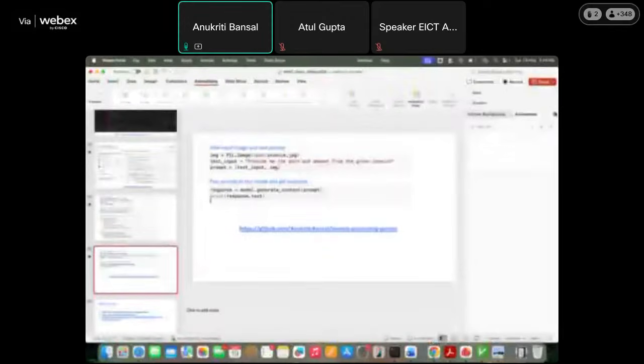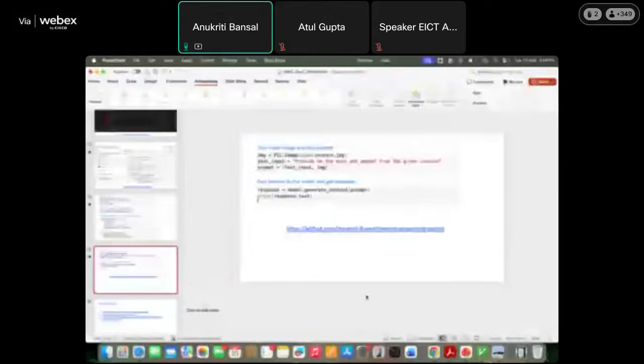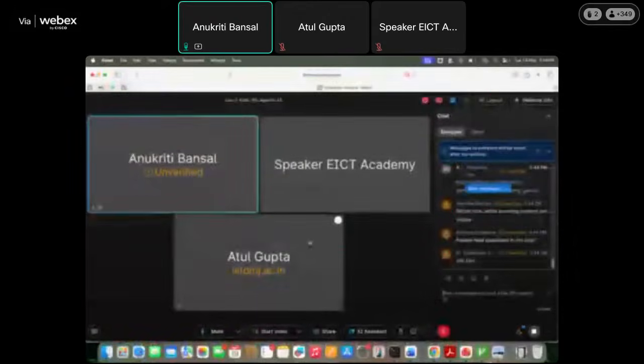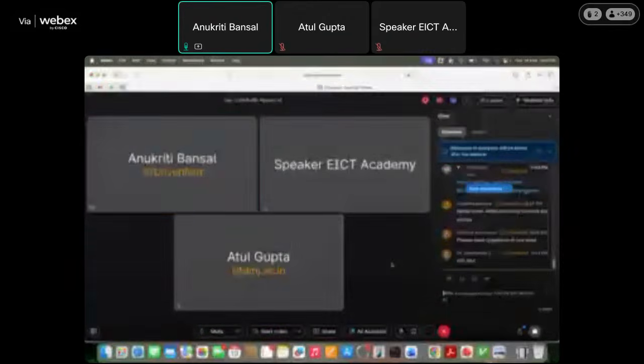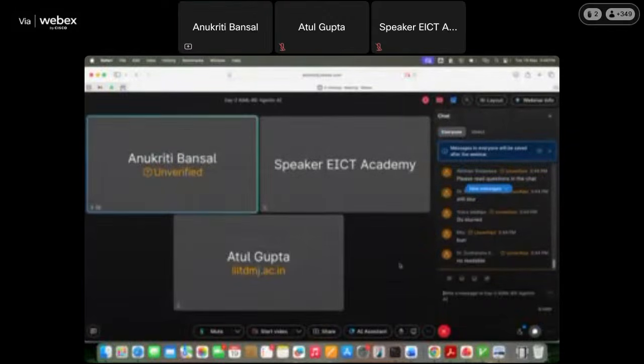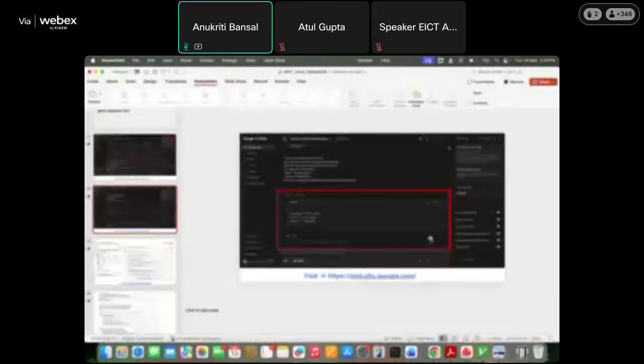So somebody is saying that it is visible now without any blur, anything. Are you able to see the screen now without any blur? By zooming the content, okay.